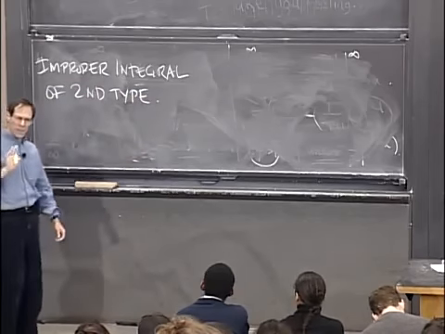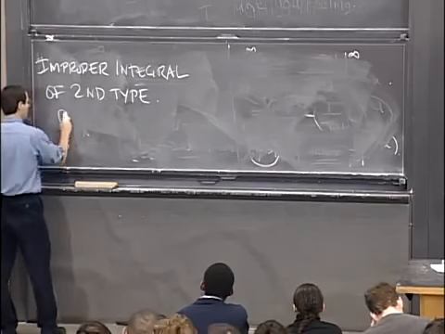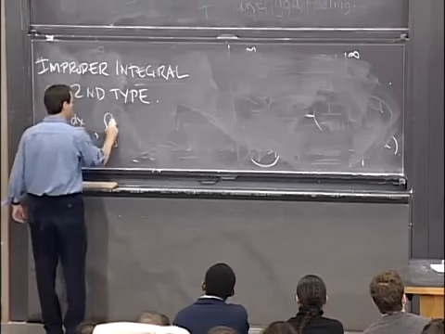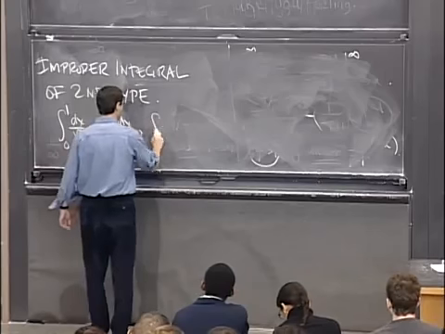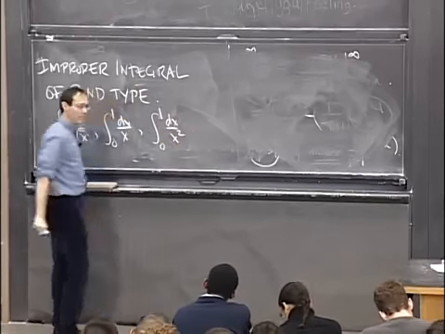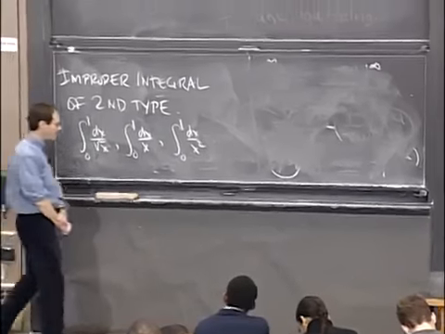And the idea of these examples is the following. You might have something like this, something like this, or something like this. All right, these are typical sorts of examples.